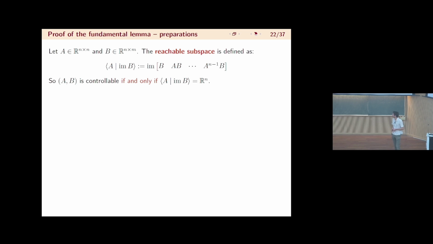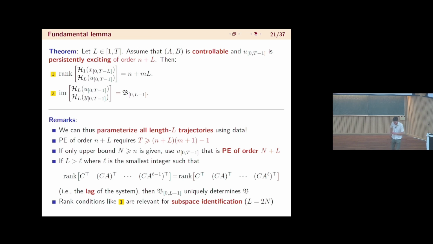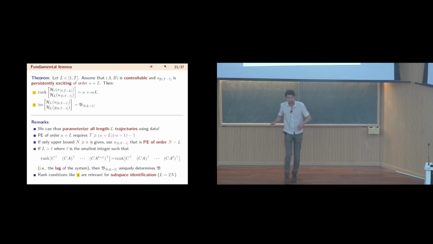So, is there a way to enforce that the input is persistently exciting of order n plus s? Yes. You have to choose the input such that this Hankel matrix has full row rank, and there are different ways of doing that. You can show that to a certain extent random inputs already guarantee this property with probability 1. But you could also use impulses, for example, if you use them in the right way. But there are different ways of choosing the input such that this rank condition holds.